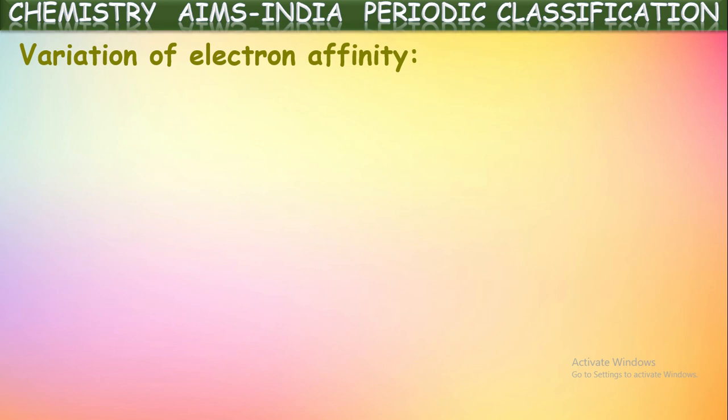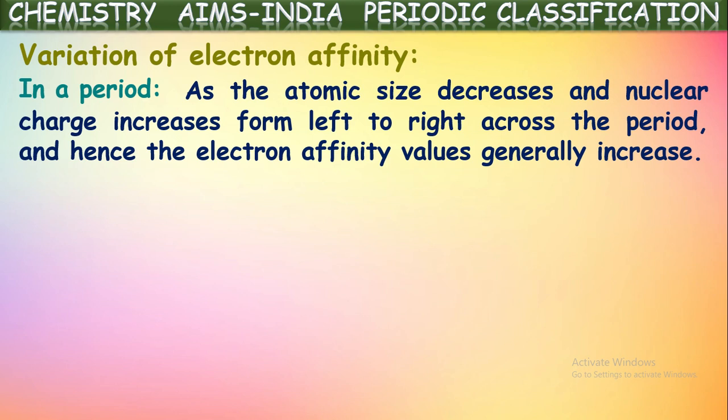Now let us see the variation of this electron affinity in the modern periodic table. First, let us see how it varies in periods of the modern periodic table. As the atomic size decreases and nuclear charge increases from left to right in a period, the electron affinity values generally increase. We are saying electron affinity means the amount of energy released while gaining an electron.